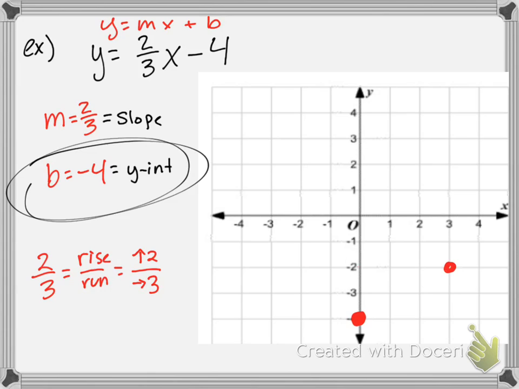Okay. So if I do it again, I would actually have up 2 and over 3. It would be off the graph, right? So those are the only 2 points I can graph right now. Okay. Draw your line, and then don't forget your arrows. And then that's it. That's how you graph your line. Let's go ahead and do the next one.